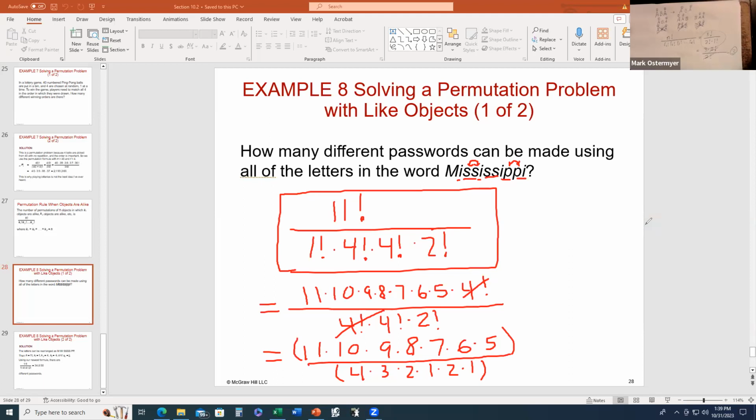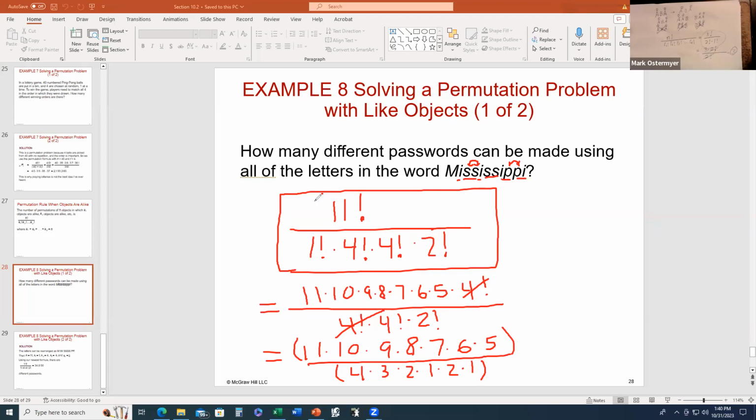So it's going to be 11. Or you know what? Even an easier way, because by rewriting 11 factorial is 11 times 10 times 9 times 8 times 7 times 6 times 5 times 4 factorial. This is still a lot of work to have to do 11 times 10 times 9 times 8 times 7 times 6 times 5.